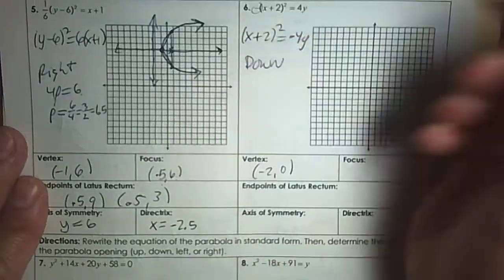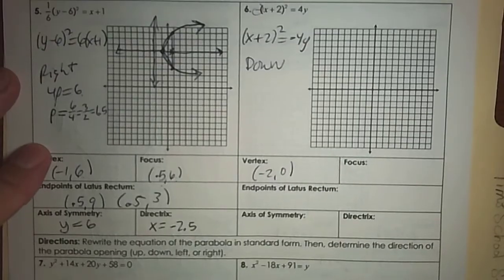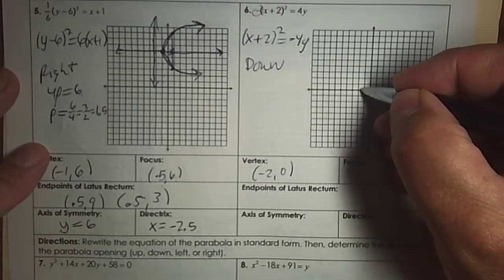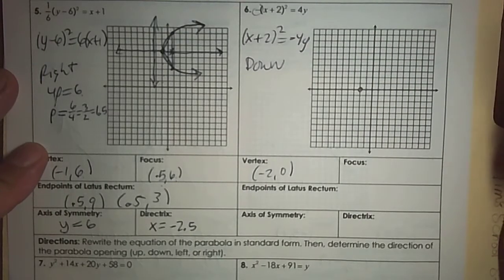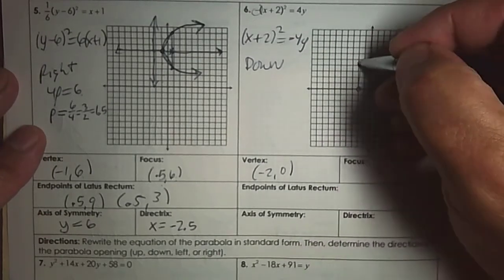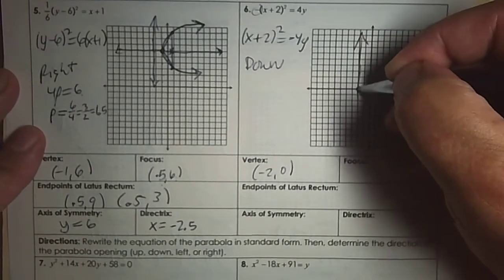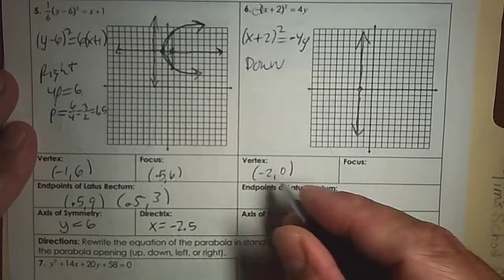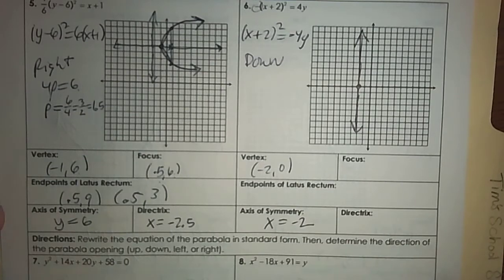Which way does it fold? Folds down. Again, press pause, remember? Do it first, then press play. So I'm going to find -2, 0. Next, our axis of symmetry, because it goes down. There's my axis of symmetry going up and down. That's x equals, in this case it's -2, so it's x equals -2.